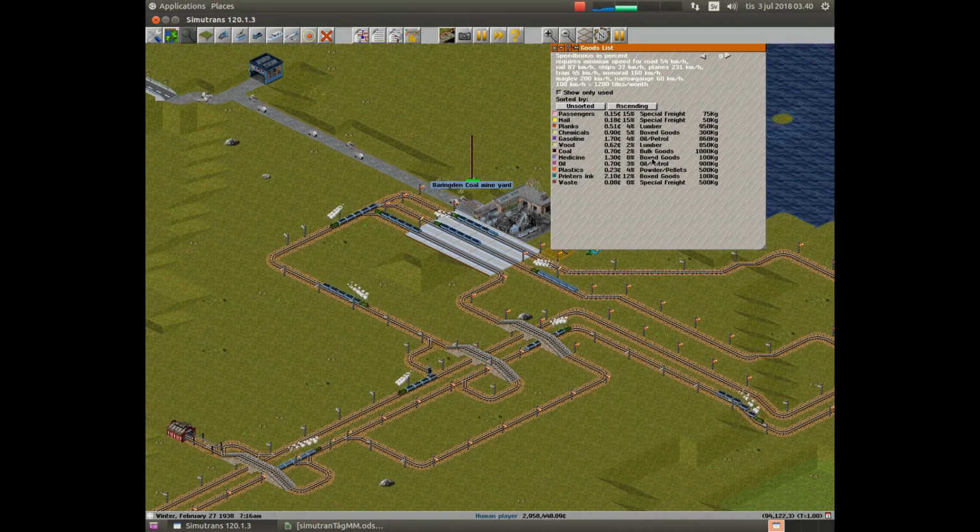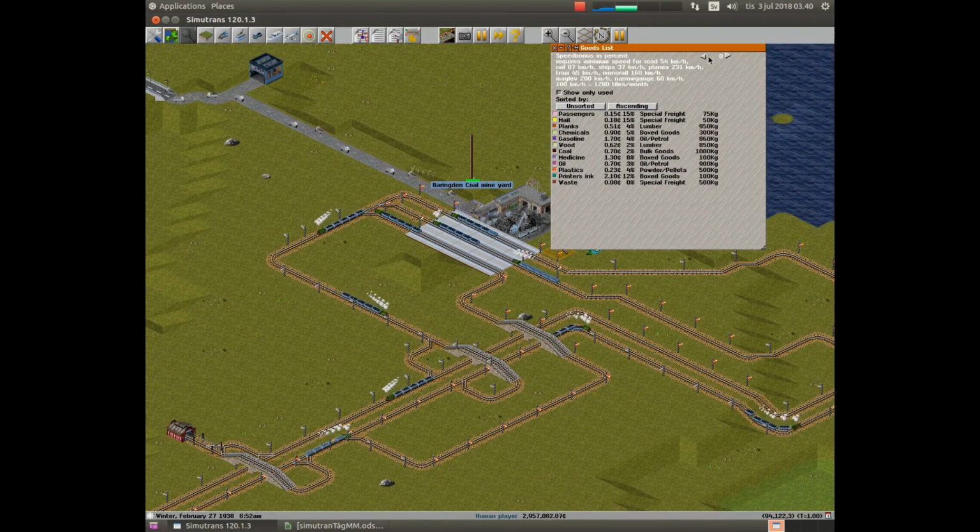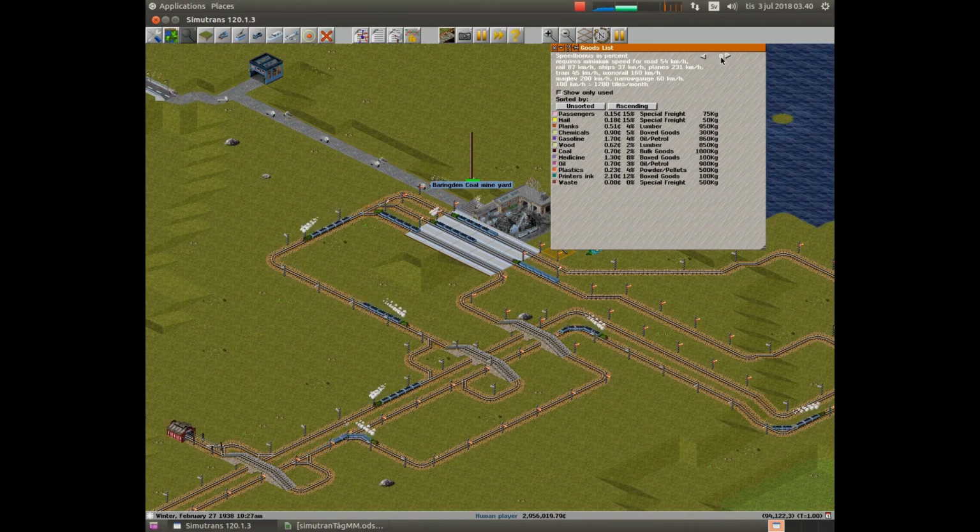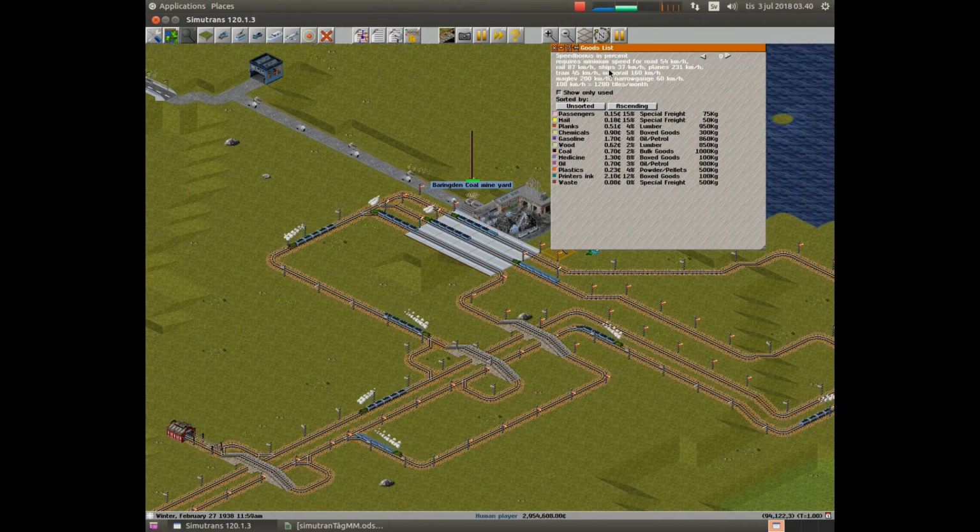Today we continue with the economy and we should see which effect we have when we have different speed in the economy.